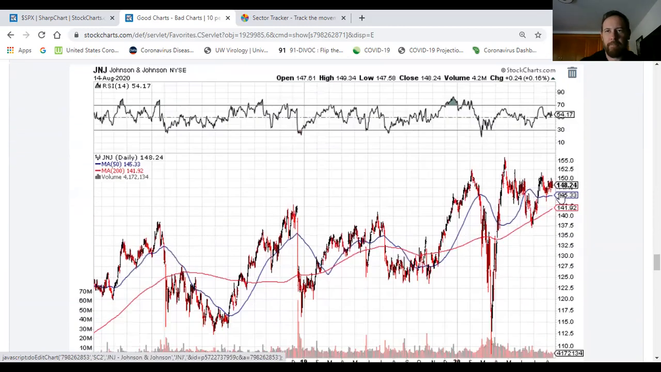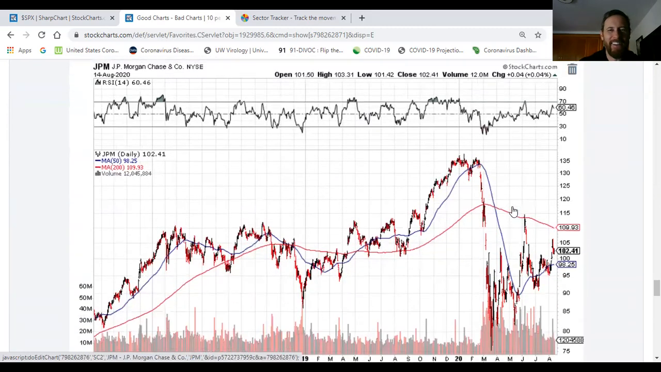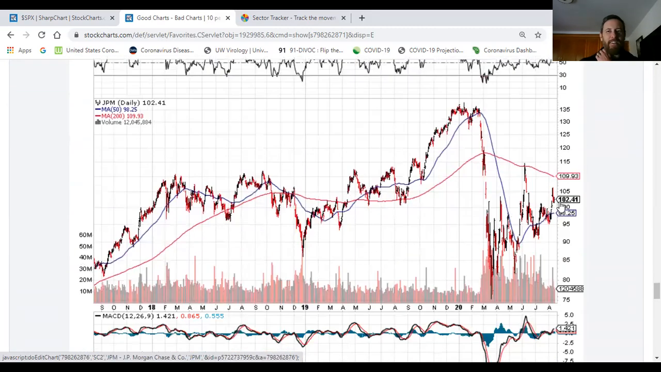Johnson & Johnson, looking pretty good. I mean, anything with hand washing related. JP Morgan, another bear market chart. This isn't looking all that hot. It's just another bank. I mean, one of the best banks out there.